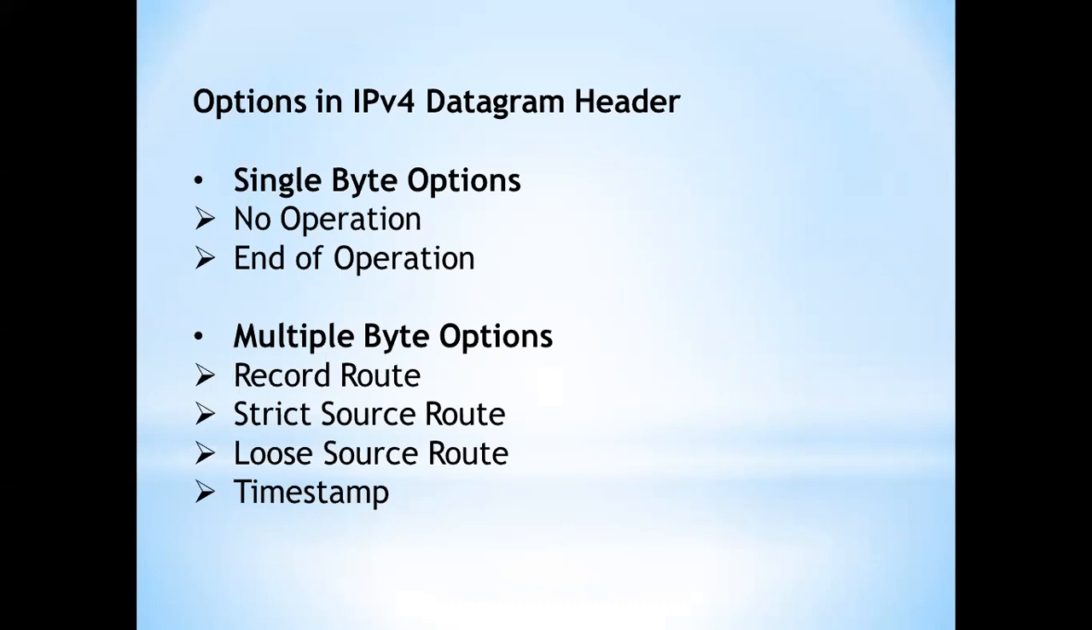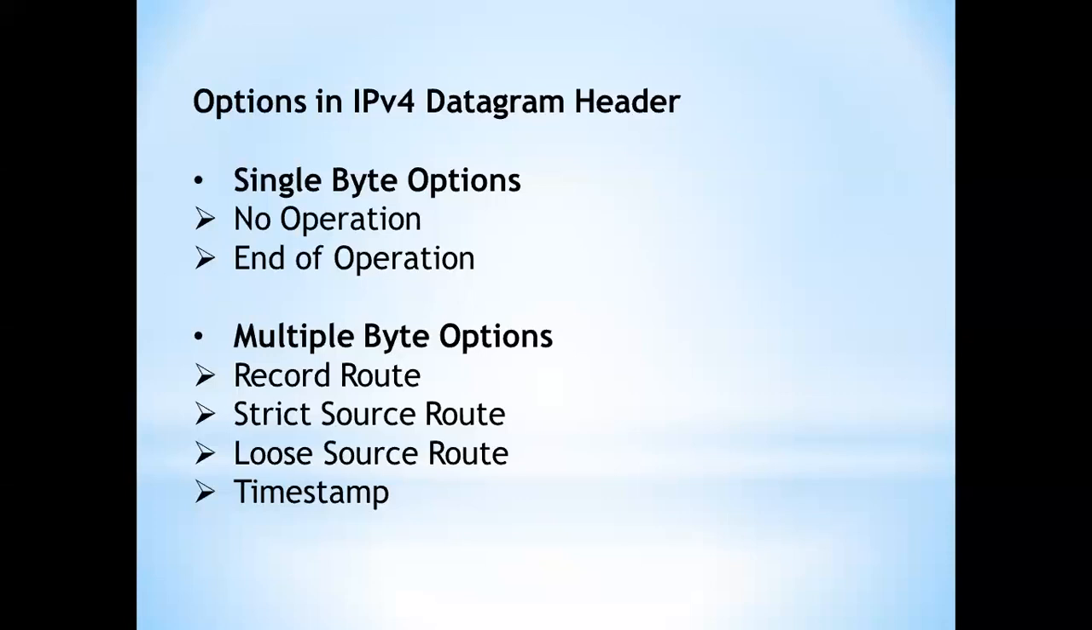First is no operation. This is a one byte option which is used as a filler between the options. End of operation is also a one byte option, which is used for padding at the end of the option field. It can only be used as the last option. Next are the multiple byte options. No operation and end of operation have only one byte.